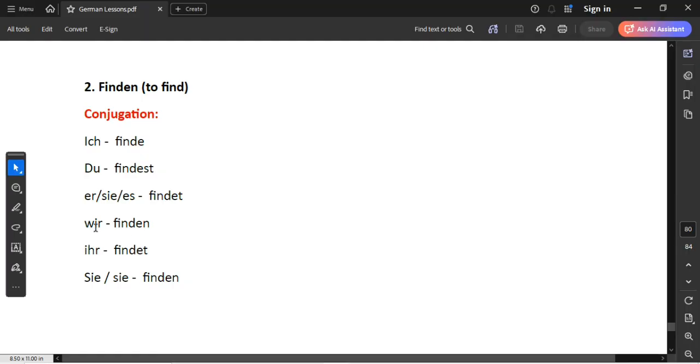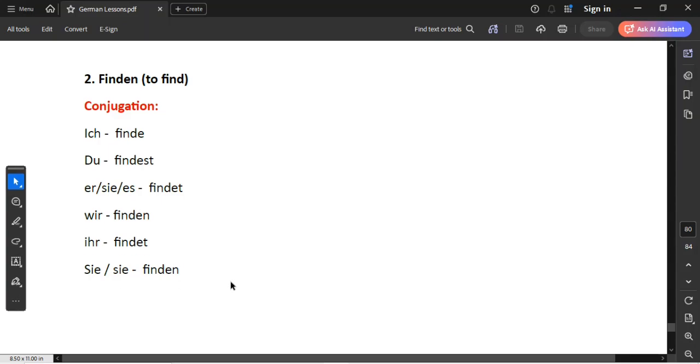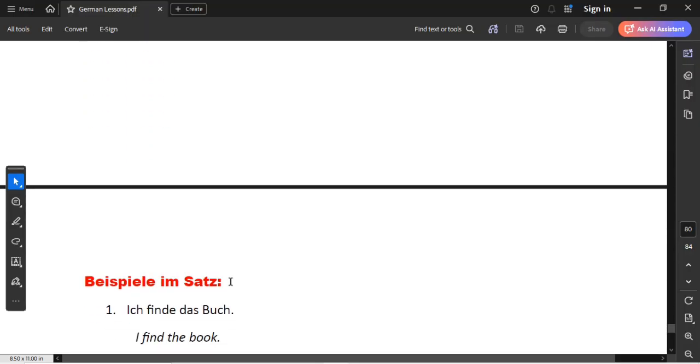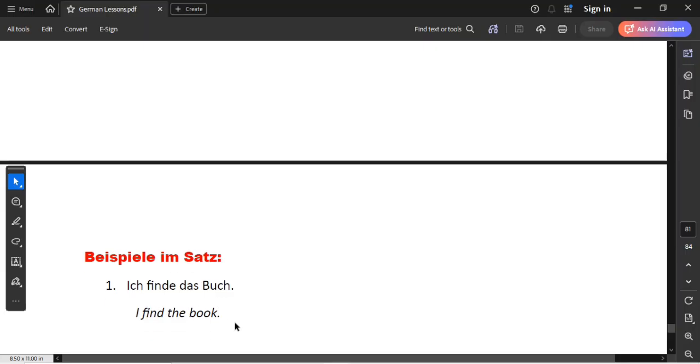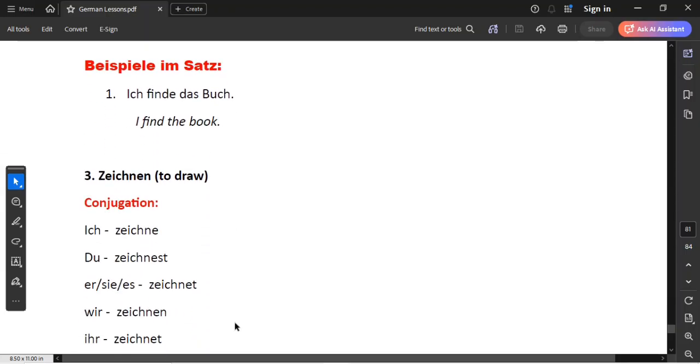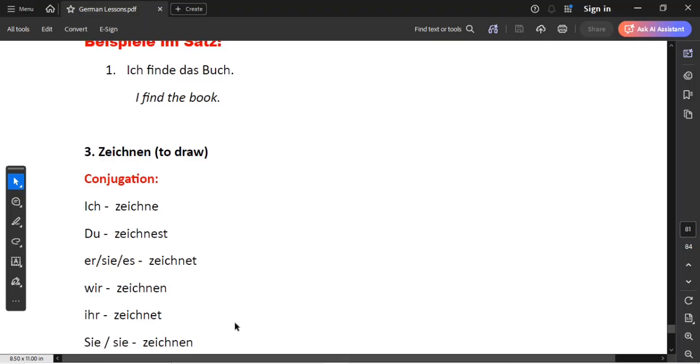Now when you come to wir, which means we, and sie, it is going to remain the same, which is finden, finden. Now, having looked at that, let us go ahead and look at Beispiel im Satz. Ich finde das Buch. Ich finde das Buch. I find the book. Now, I want us to go ahead and look at zeichnen. And remember, zeichnen, its verb stem is ending with n. Remember, we have looked at verbs whose stem has ended with t and d.